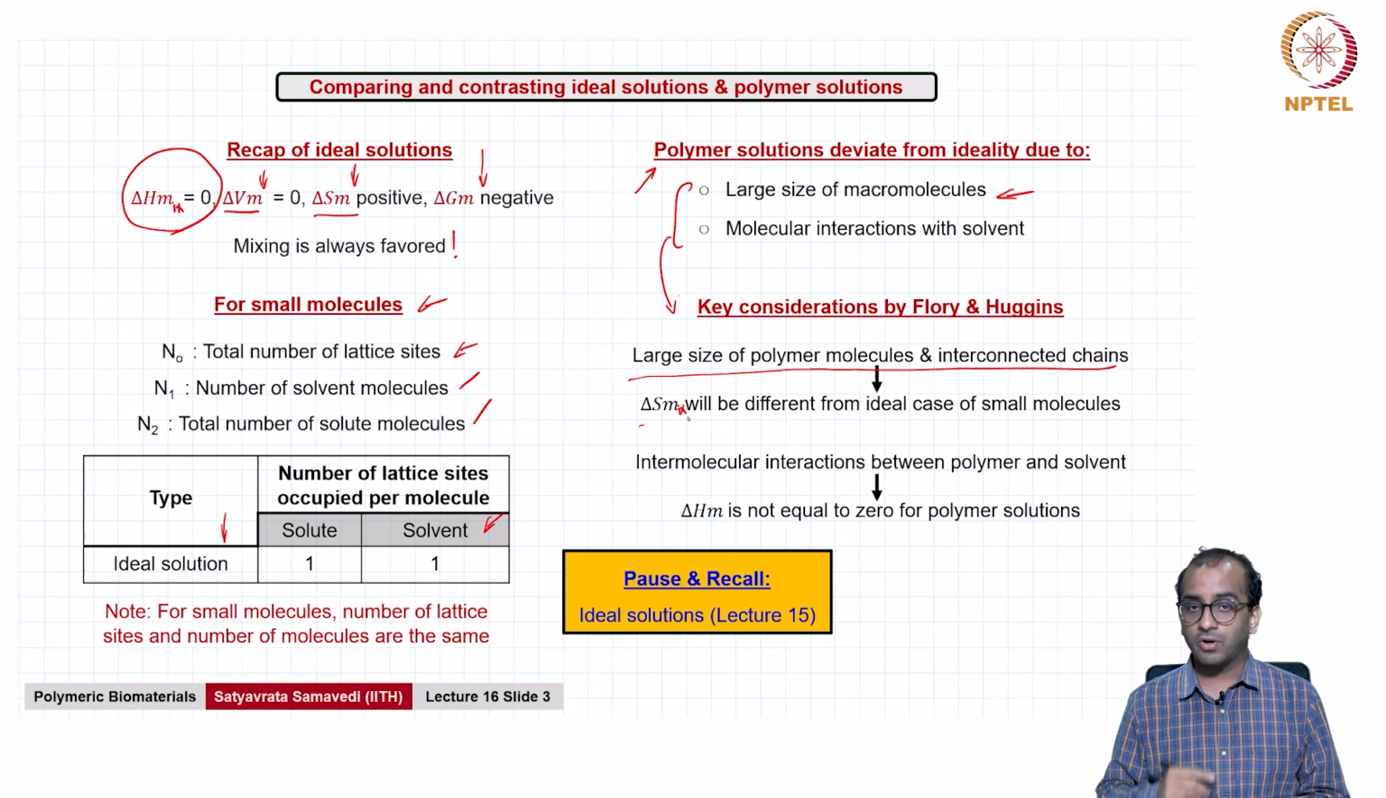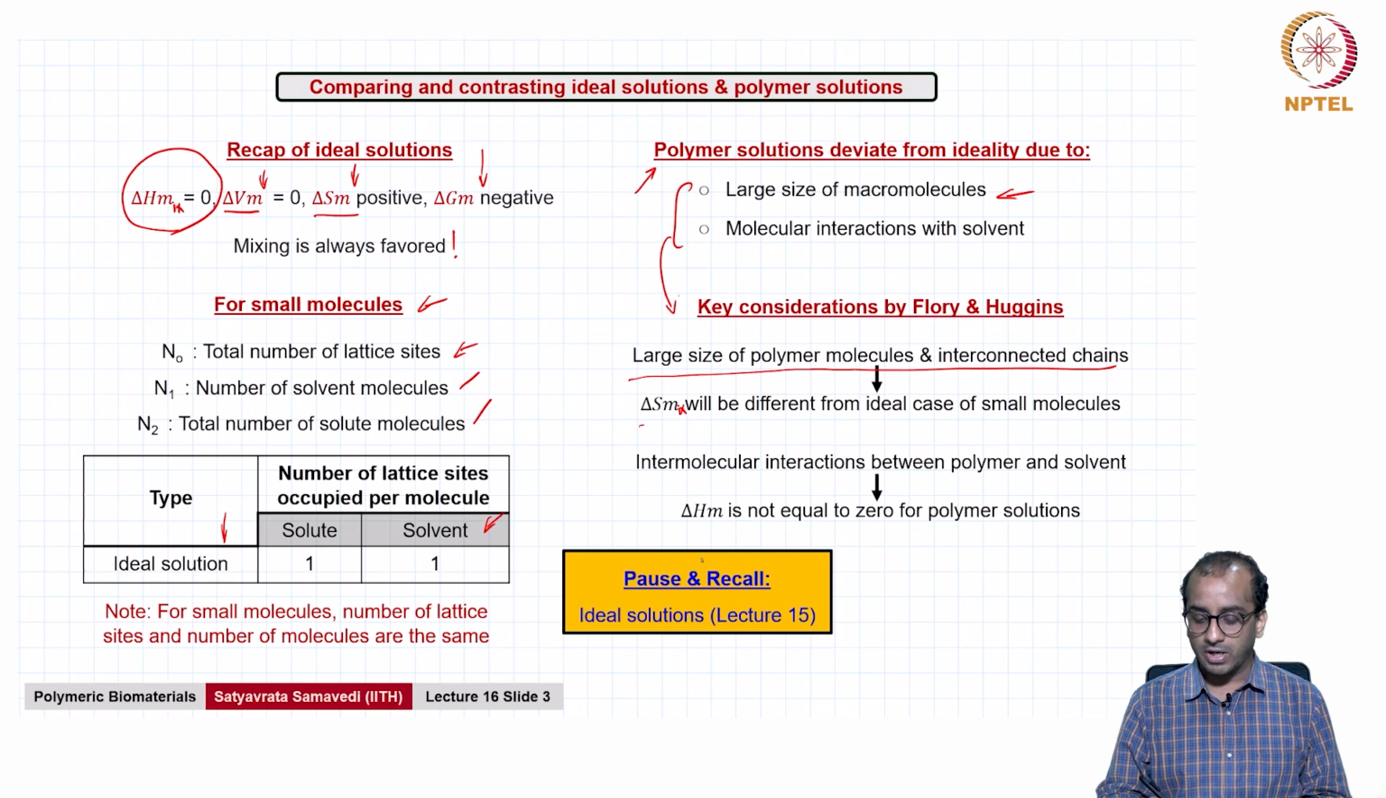In fact, even in the pure state, we would have said for the case of small molecules, the pure state solute, the entropy is 0 because there is only one way to arrange. We will see here that even in the case of pure polymer, there can be many ways in which you can arrange the chains because the chains are all interconnected. So, that is one important point to note.